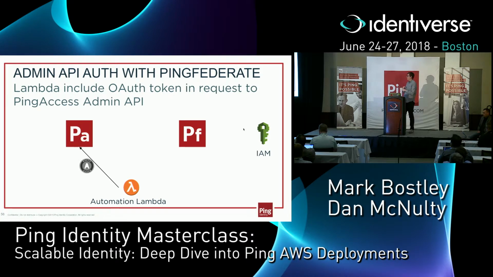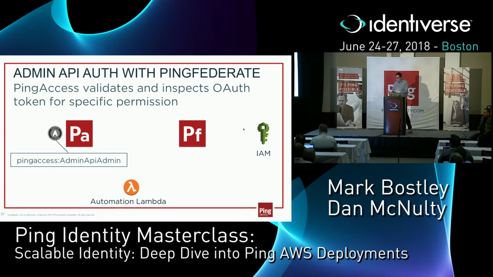Then, once it has this OAuth token, the Lambda is going to use it to gain access to the PingAccess admin API. Upon receiving this OAuth token, PingAccess is going to validate it and inspect it. And what it's actually looking for is a specific permission that was associated with that IAM role. And that's how it's going to decide whether or not to grant access to the Lambda.